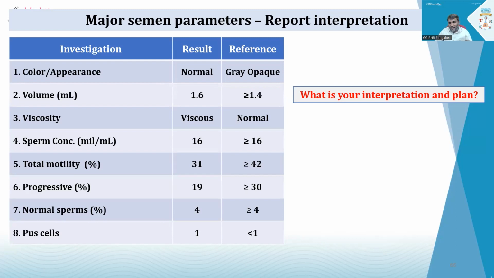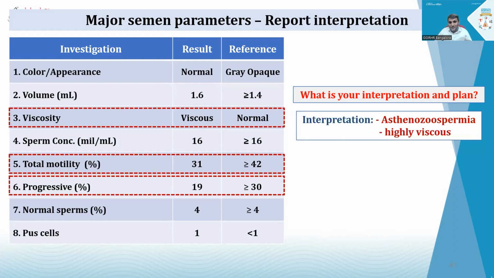Asthenospermia. Viscosity for this. See here, three things. Viscosity is high, and this may be due to high viscosity, and total motility is less, progressive motility is less than the normal. Then it is called asthenospermia.